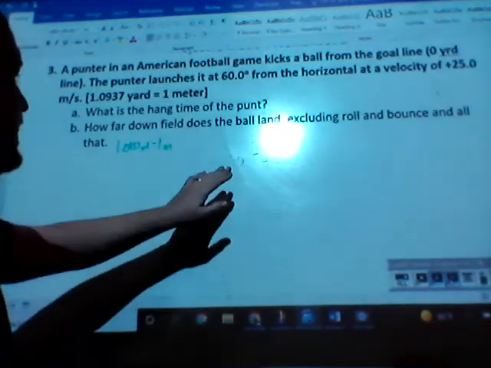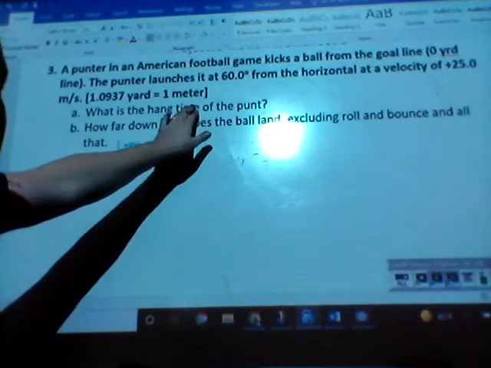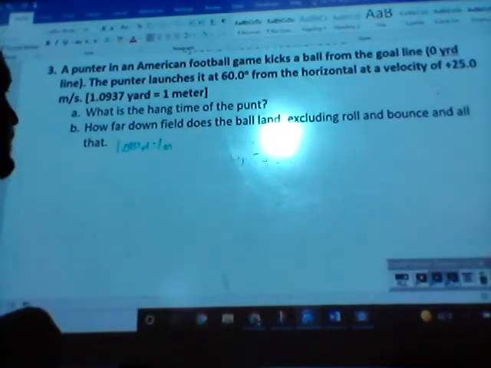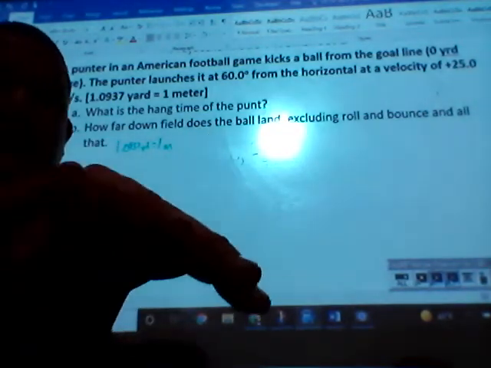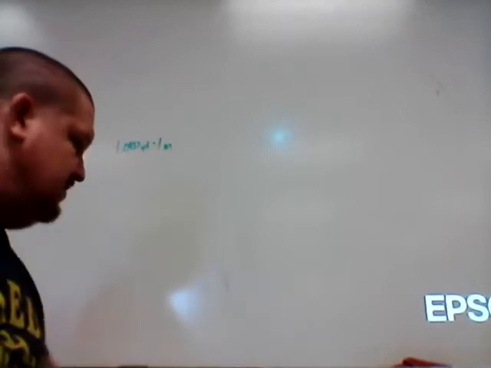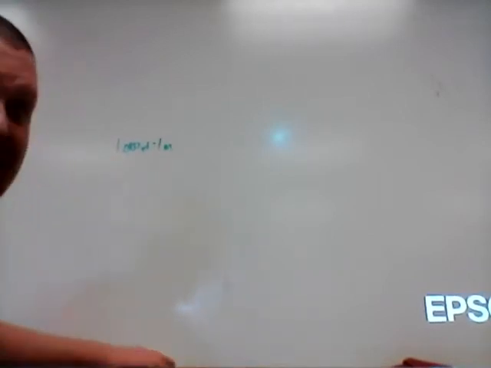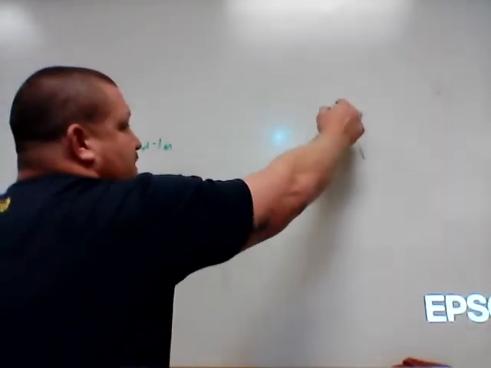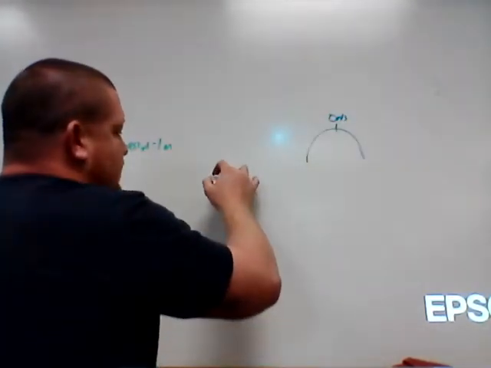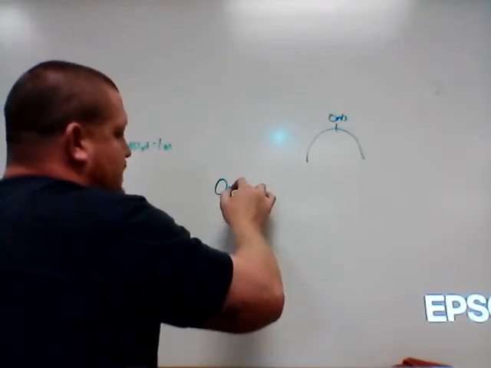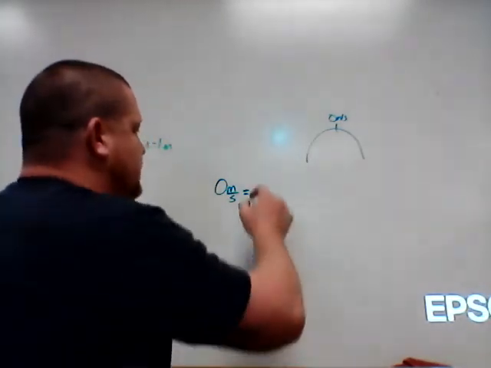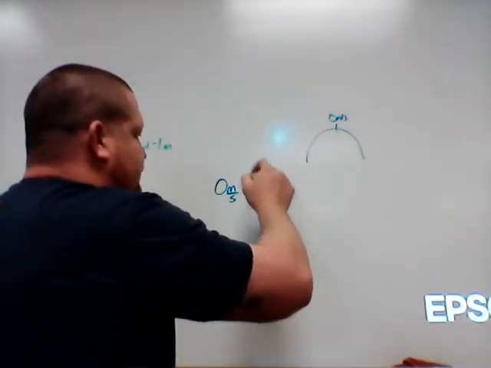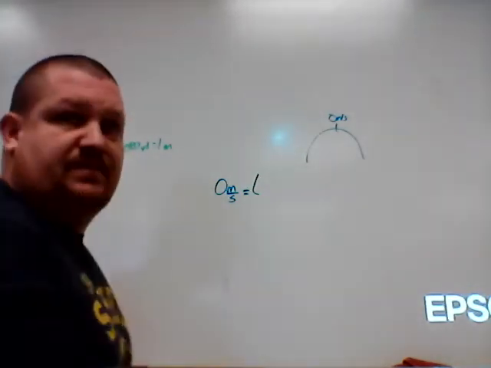This is just asking for the time of the entire flight, that's how long it was in the air. And this one is asking how far down the field it goes. Just like before, to find our hang time, our amount of time in the air, remember, parabolic motion, 0 meters per second. So our final velocity, initial velocity, this is vertical. This is our vertical component.